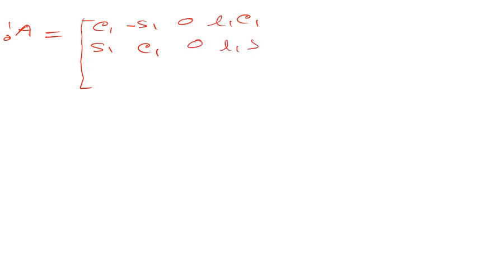A01 will be equal to, if you use the same previous homogeneous transformation matrix and we put in the values, it would be very simple: C1, minus S1, 0, L1 C1; S1, C1, 0, L1 S1; 0, 0, 1, 0; and 0, 0, 0, 1.